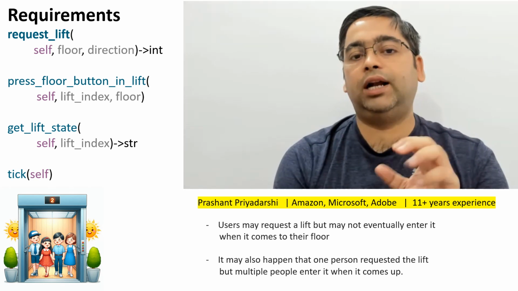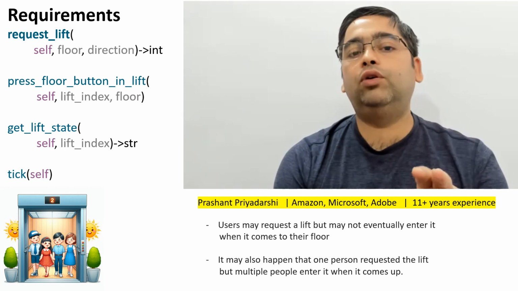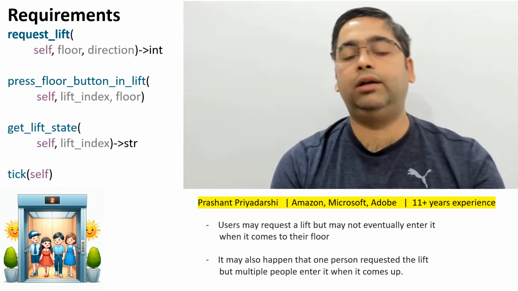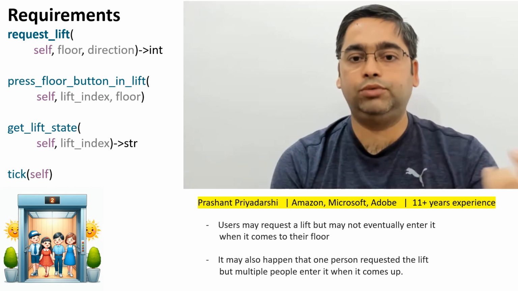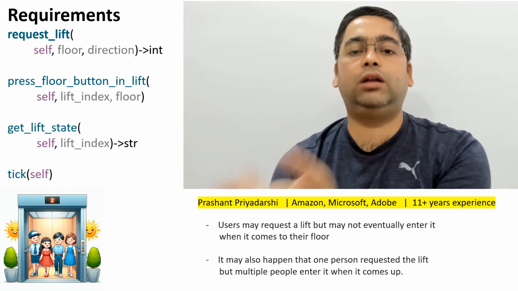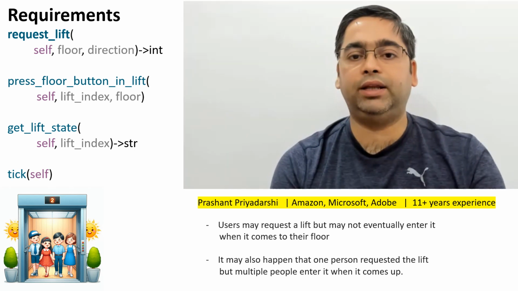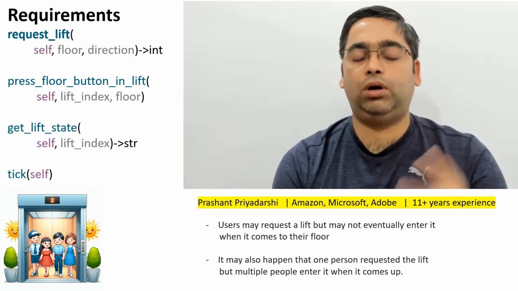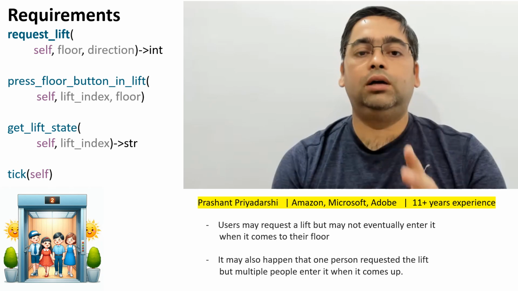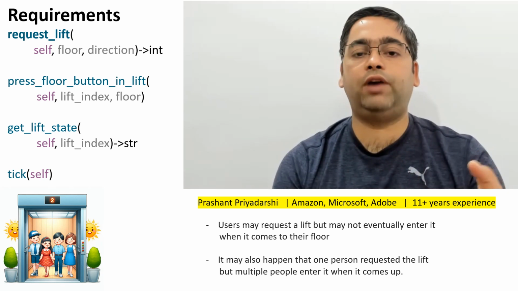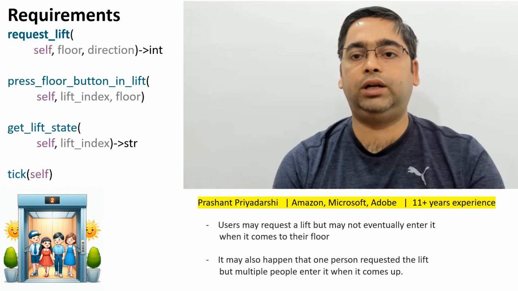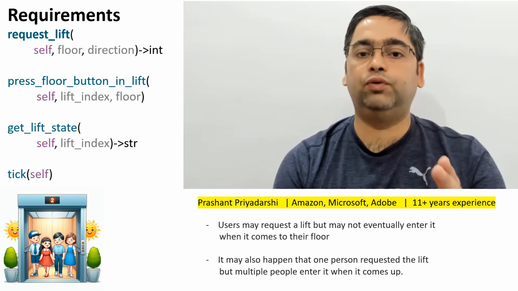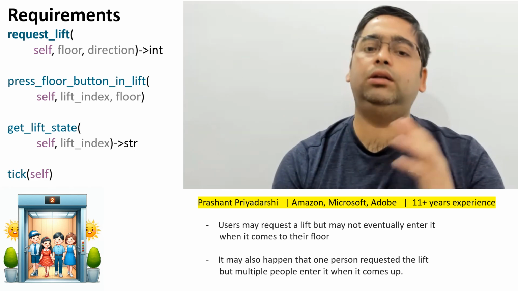Now there are a few things that we may need to consider. Even though we have requested a lift to our floor, when it comes to our floor, we may or may not enter it, because the lift may be full when it comes to our floor, or we may have taken another lift, or we may have taken the stairs by then. Again, only one person may request the lift, that is press the up or down button, but multiple people may enter it. So there are 4 or 5 friends, only one of them presses the up or down button, but all of them enter the lift when it comes to their floor. Now direction is denoted U for up, D for down, I for idle, which we will see later.